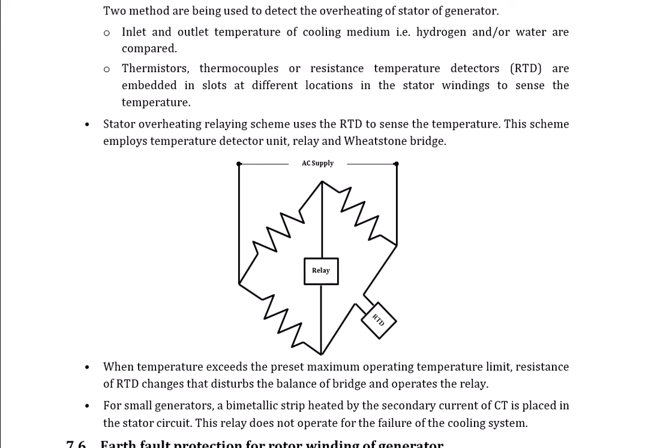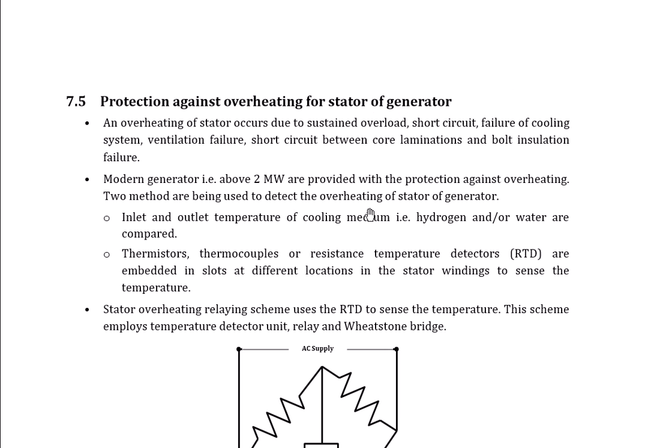Okay, so for small generators, a bimetallic strip heated by the secondary current of a CT is placed in the stator circuit, and this relay does not operate for failure of the cooling system. Okay, so this is how we provide protection against overheating of the stator of a generator. Okay, so this is it for today. In the next lecture, we will see another type of protection for the stator of generators.